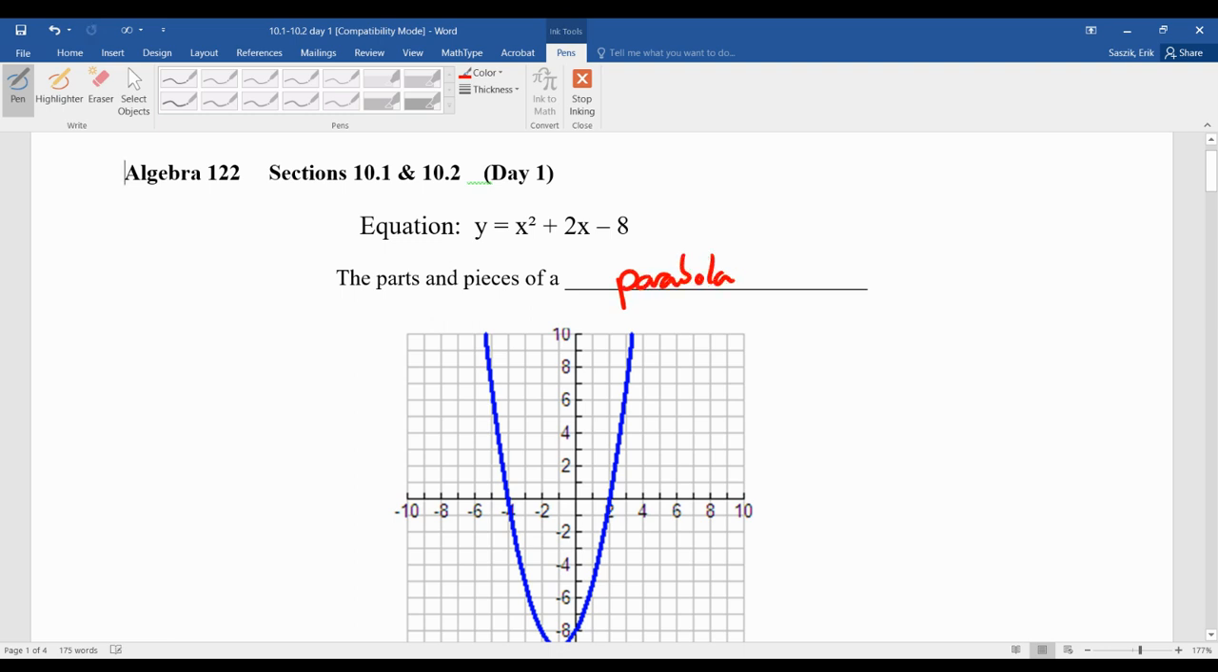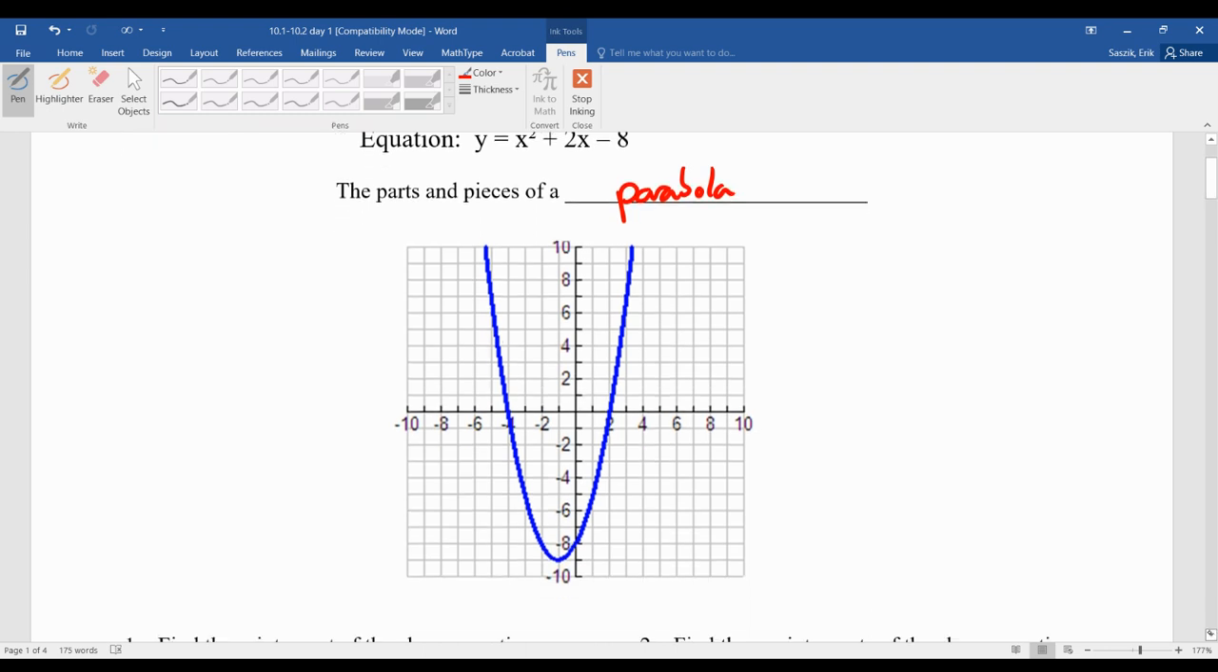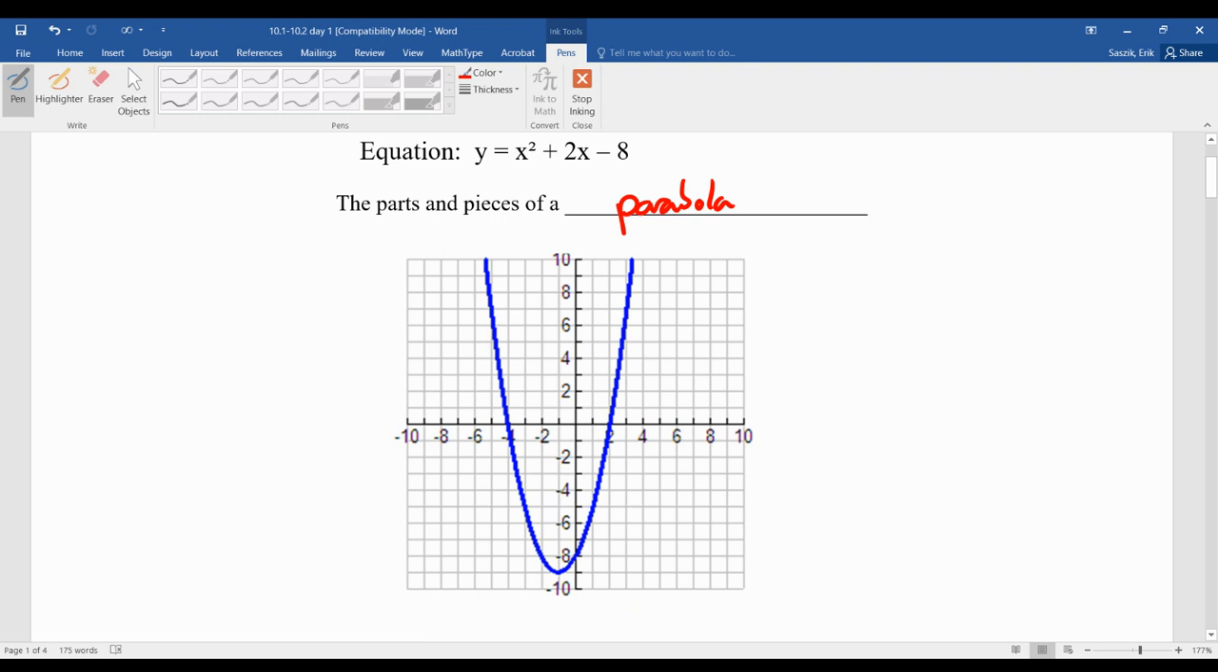Any quadratic equation will graph out as a parabola. That's what you see here below. Here's the equation of the parabola, and here's the graph of the parabola. A parabola will have up to 4 critical points.